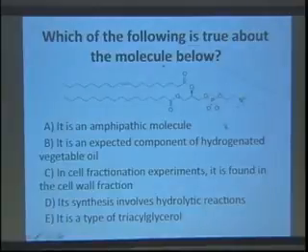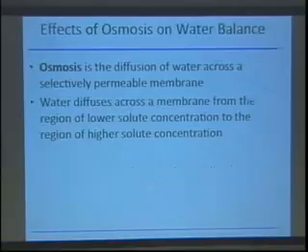All right, so let's now talk a little bit more about osmosis. This is the process of diffusion across a selectively permeable membrane. Water will diffuse across a membrane from a region of lower concentration of solute to a region of higher solute concentration, as we just talked about.